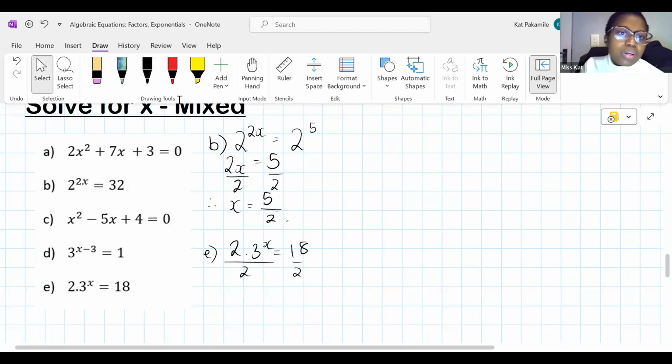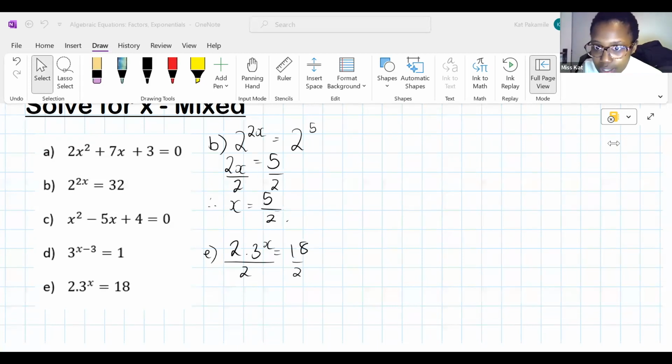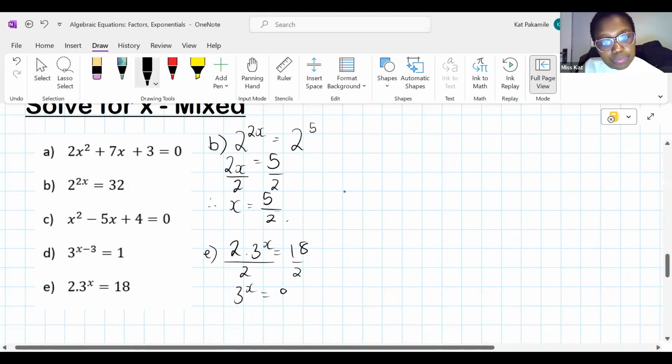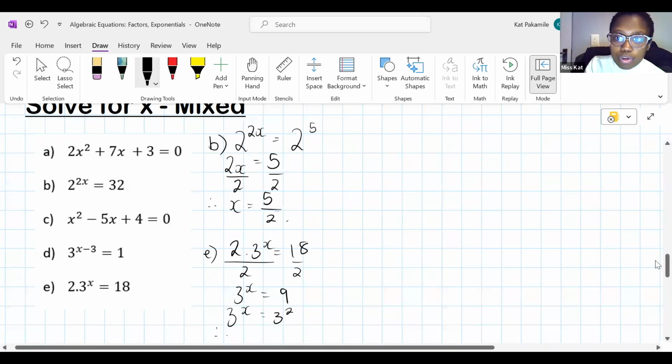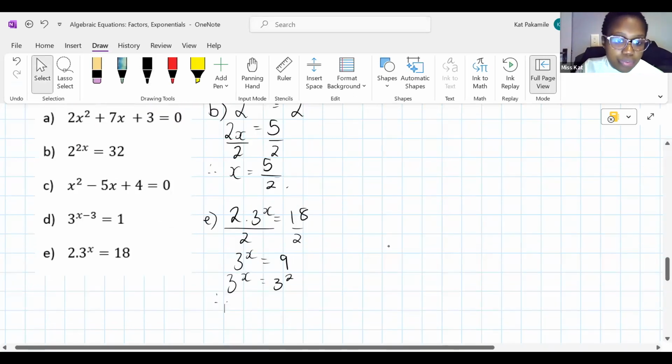Okay, so then your answer is 3x equals 9. Here we go, and then? We say 3 to the power of x equals 3 to the power of 2. Beautiful, and then? Then x equals 2, ma'am. Beautiful, that was brilliant, Theo. Thank you very much.